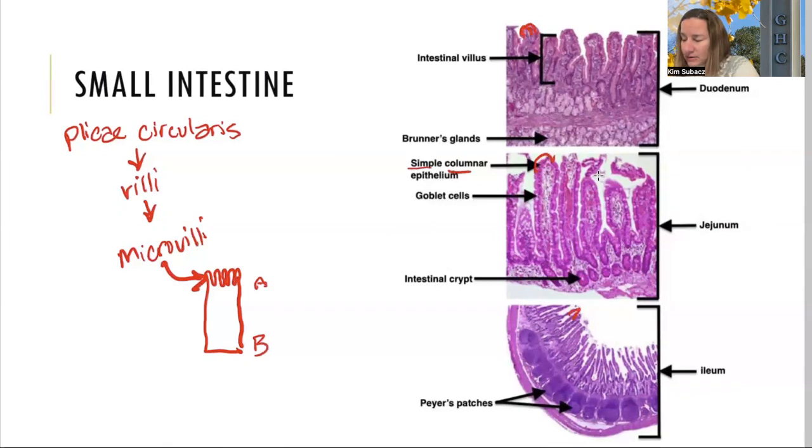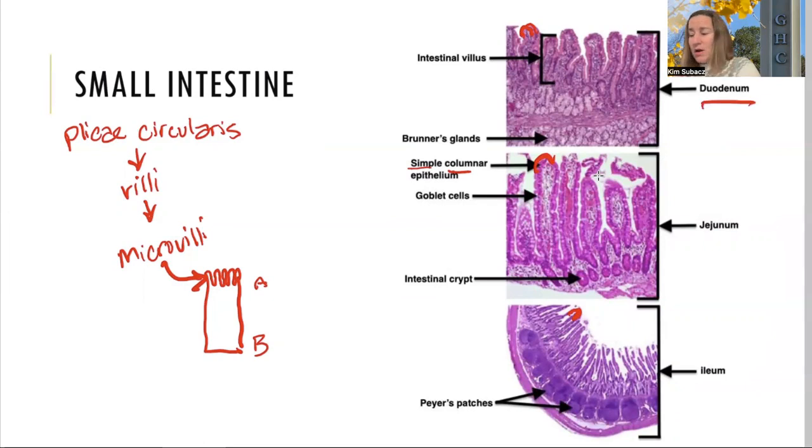These are all the tops that are covered in the simple columnar epithelium lining these areas. If we talk about the different areas, do know the different areas for both lecture and lab. So coming immediately off the stomach, we are going to go into a portion of the small intestine called the duodenum. Duodenum is pretty short.